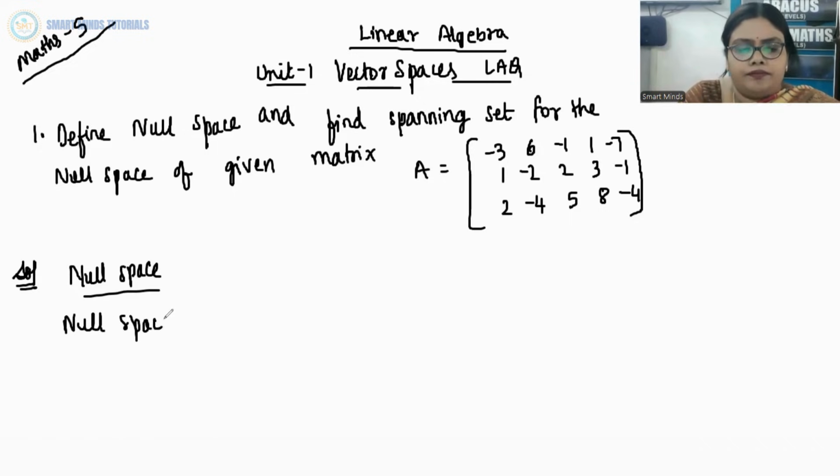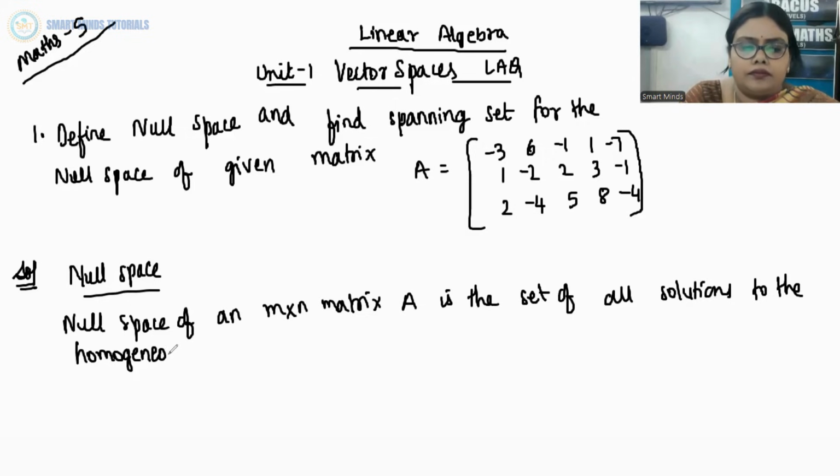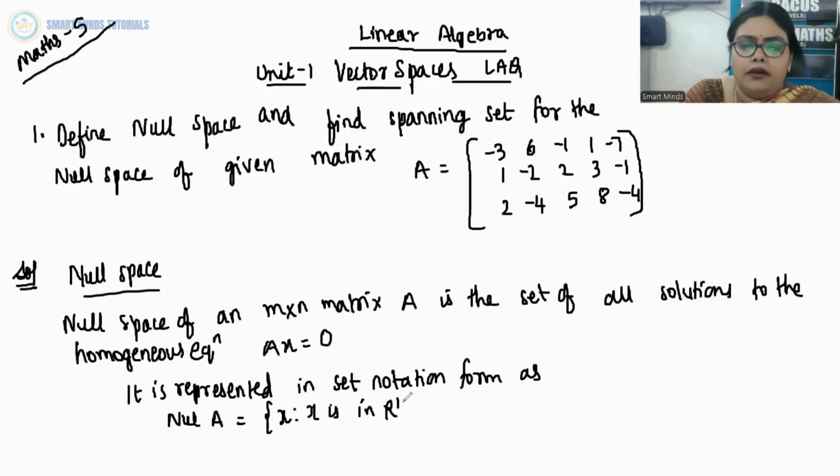So the null space of an m by n matrix A is the set of all solutions to the homogeneous equation Ax = 0, and it is represented in set notation form as Null A = {x such that x is in R^n and Ax = 0}.